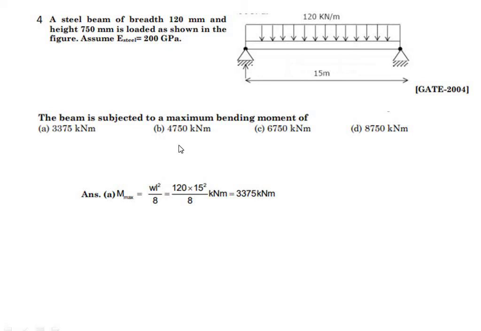So W is 120 kilonewton per meter. So 120 into L. So L is 15. So 15 square by 8. So just go for cancellation. If you can cancel something, just do that, right. So if you cancel it, it becomes 15 cube. Don't go for multiplication or anything. If you put 15 cube, the value will be something like 3375. So the answer is A, 3375 kilonewton meter. A simple problem.